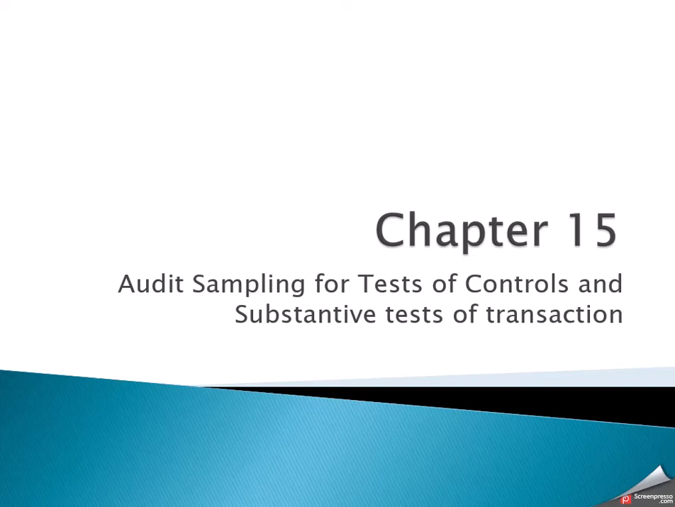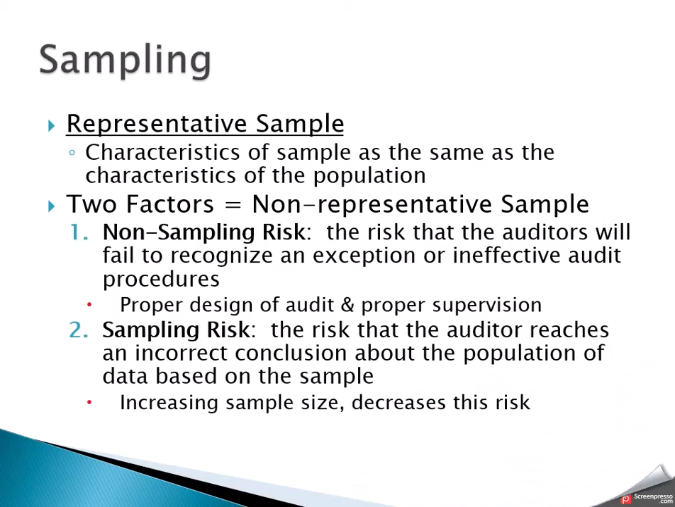Chapter 15, we talk about audit sampling for tests of controls and then substantive tests of transactions. So sampling is one of the ways that the auditors test, just generally speaking. There are different types of sampling. A representative sample is one where the characteristics of the sample are the same as the characteristics of the population. That's going to be our assumption if we're going to do a representative sample: anything that we pull out is going to basically represent the population as a whole.